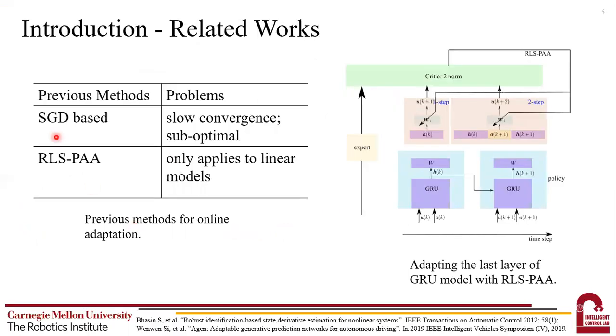For prediction models encoded in neural networks, most existing online adaptation approaches are based on stochastic gradient descent. However, these methods may be suboptimal in minimizing the local prediction error, with a slow convergence rate. Another solution is to use the recursive least squares parameter adaptation algorithm, as in the figure. However, RLS can only adapt the last layer of the neural network, since it only applies to linear models.